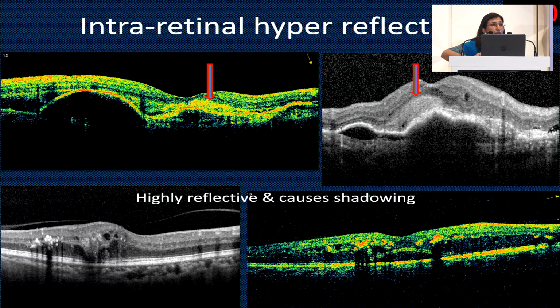Then we look at hyperreflectivity. So here you see these hyperreflective lesions. These are in the outer retinal layer, usually representing a CNVM. So we can look for them, and sometimes these hyperreflective lesions may be very intensely reflective, like in hard exudates. So they will show a shadowing kind of effect.